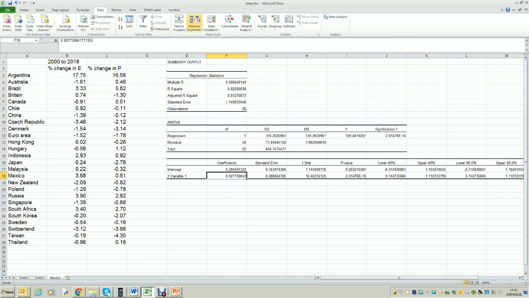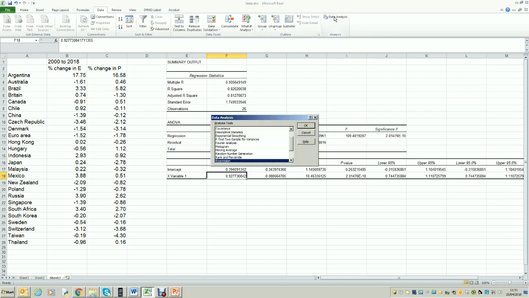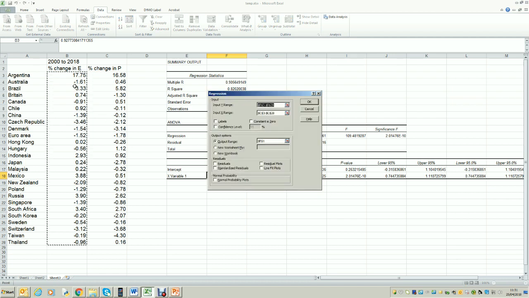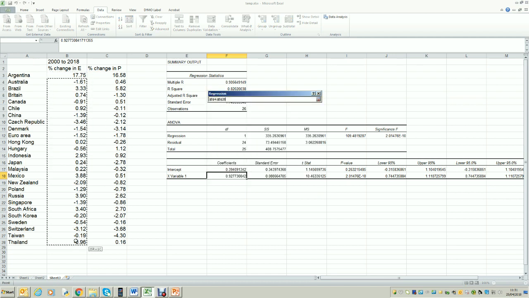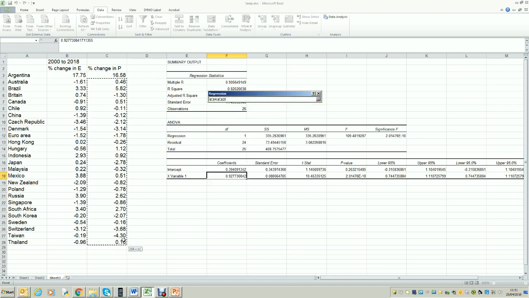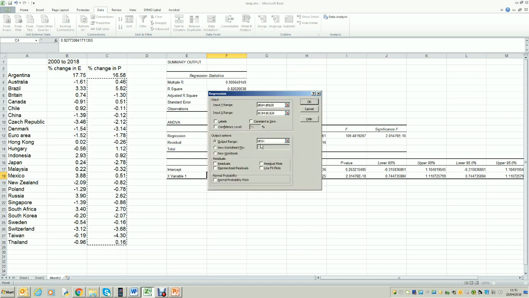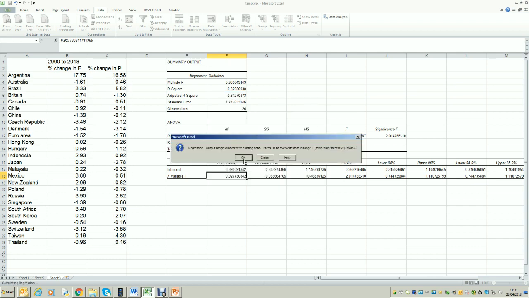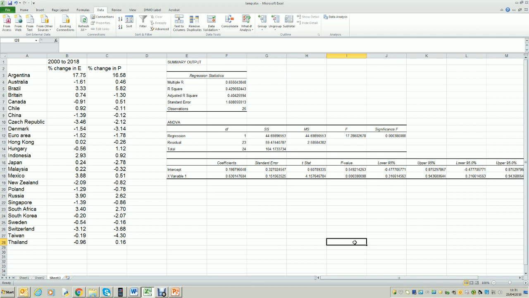So if I go back to my data analysis option here and go back to the regression specification, I'm now going to set the Y range to exclude Argentina here. Okay. Then for the X range, again I'm going to exclude the Argentina observation. I'm going to keep the same output range here. Click on OK, and it overwrites my regression output.